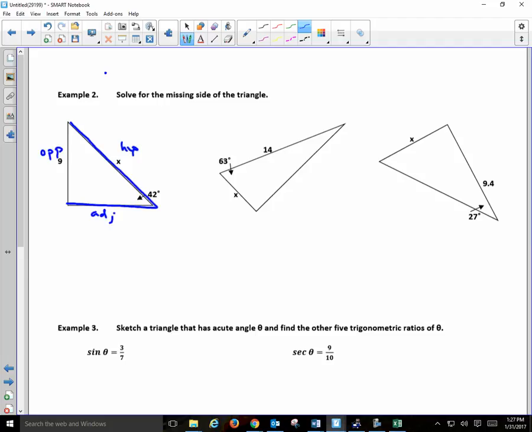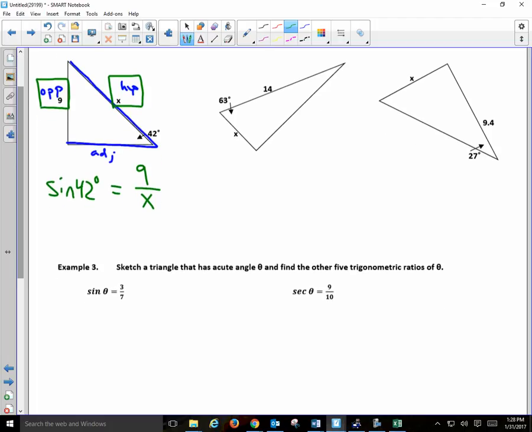So will I use sine, cosine, or tangent to find x? I will use sine. Why? Because I'm looking for the hypotenuse and I have the opposite. So I need the one that matches up with those two. So sine of 42 degrees is equal to the opposite, 9, divided by x. Sometimes people get used to always putting x in the numerator, but x can end up in the denominator. In order to refrain from making mistakes, I encourage you to write it over 1 and cross multiply. So therefore, 9 is equal to x sine of 42.